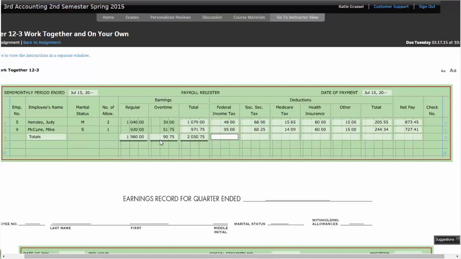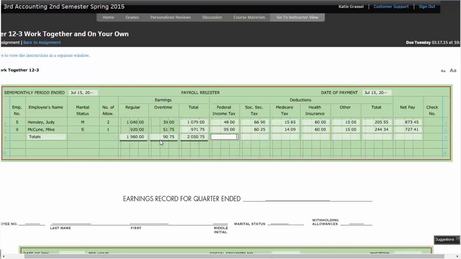Okay? I need to prove the first chunk. How do I prove the first chunk? I take my regular totals plus my overtime totals, and that needs to equal what? My total earnings. Does that make sense? Do that right now. You need to take 1,960 plus 9075, and it needs to equal that number there. If it doesn't, stop.